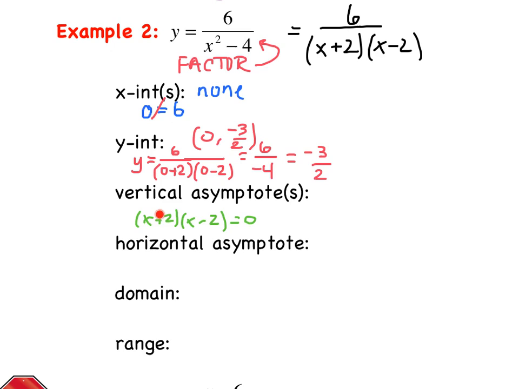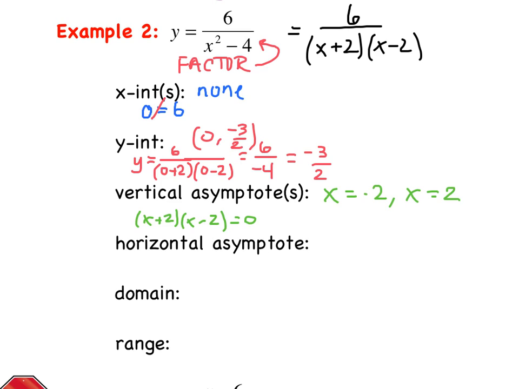When x plus 2 equals 0, our function is going to be undefined. And when x minus 2 equals 0, our function is going to be undefined. So we actually have two vertical asymptotes. And solving these, when x plus 2 equals 0, we get a vertical asymptote of x equals negative 2. And when x minus 2 equals 0, we have a vertical asymptote of x equals positive 2.